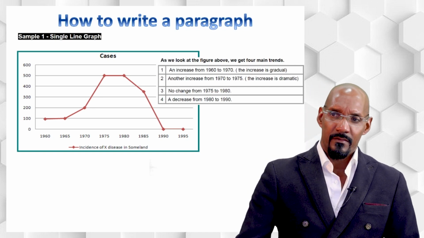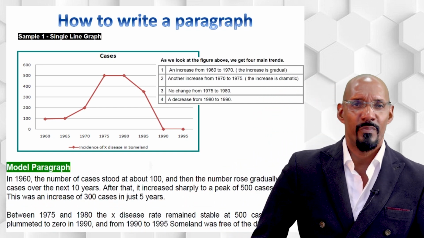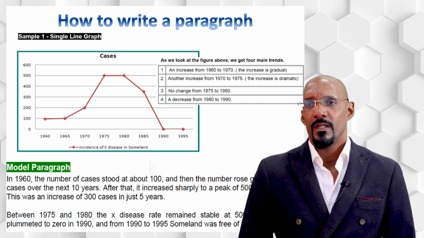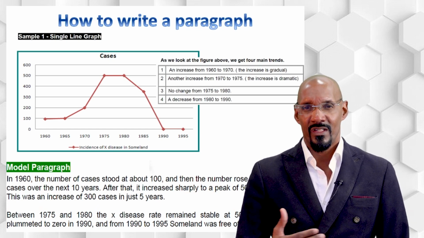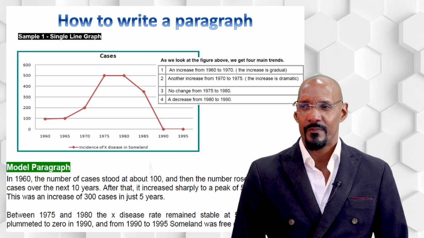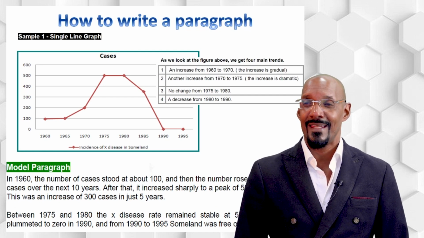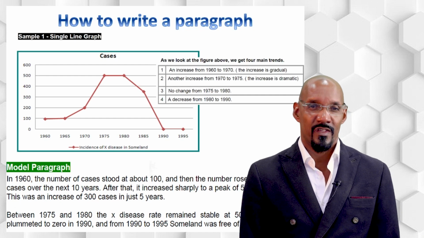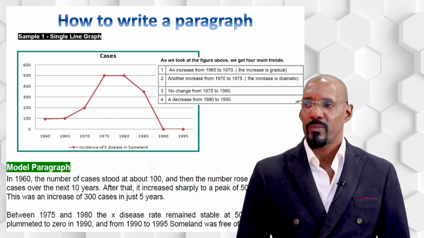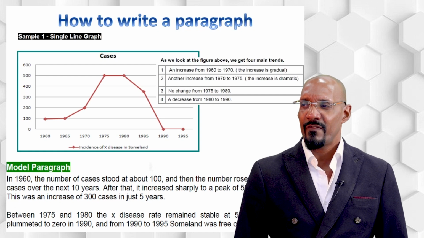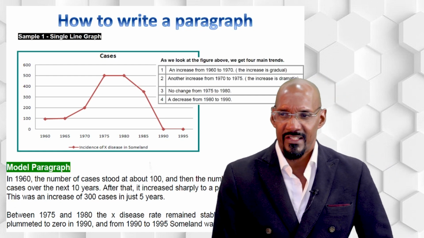Let's take a look at how that would appear in a paragraph. Now here's a model paragraph for how that should look. In 1960, the number of cases stood at about 100. Now as I read, I want you to follow me on the graph. And then the number rose gradually to 200 cases over the next 10 years. You can say over the next decade. It means the exact same thing. After that, it increased sharply to a peak of 500 cases in 1975. This was an increase of 300 cases in just 5 years.